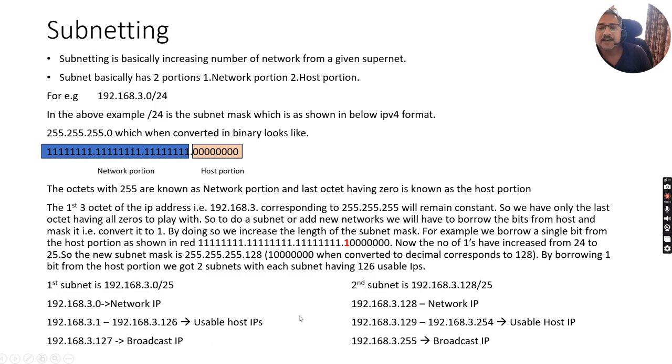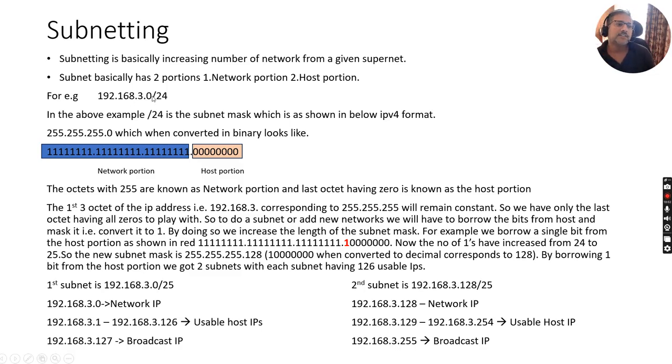The next subnet will start at 3.128 and go on till 3.255. Again, the first IP and the last IP cannot be used, so the usable hosts are 3.129 to 3.254. Understood? This is how you do the subnetting.